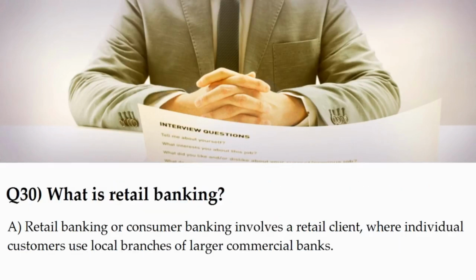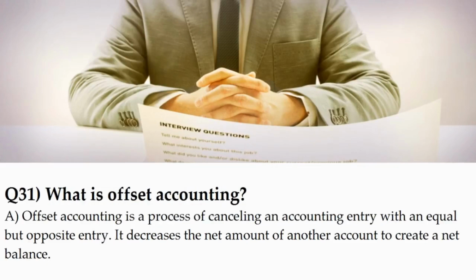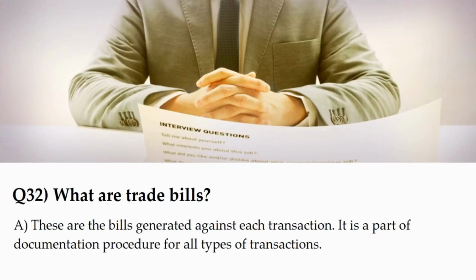30th question is, what is retail banking? The answer is, retail banking or consumer banking involves a retail client where individual customers use local branches of larger commercial banks. 31st question is, what is offset accounting? The answer is, offset accounting is a process of cancelling an accounting entry with an equal but opposite entry. It decreases the net amount of another account to create a net balance.